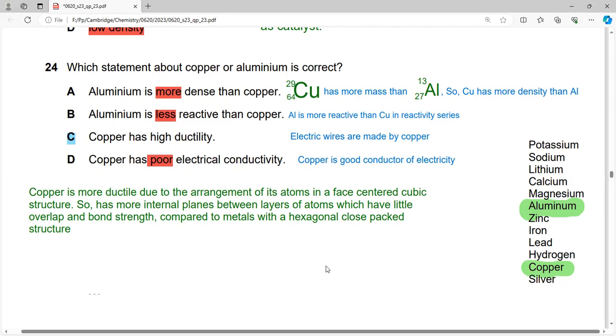Why? Because if you look at the reactivity series, you can see aluminium is coming above copper. So we can say aluminium is more reactive than copper. So that's why B is a wrong statement. And D is a wrong statement: copper has poor electrical conductivity. Copper is a very good conductor of electricity, that's why we make wires of copper. So it is a wrong statement. C is our correct statement: copper has high ductility. When we apply pressure on copper, the atoms slide over each other and get the form of wire, so that's why it has high ductility. There's another reason copper has high ductility compared to other metals: its specific arrangement in a face-centered cubic structure. So they have more internal planes and angles to slide over each other, so they have high ductility. So C is our correct option here.